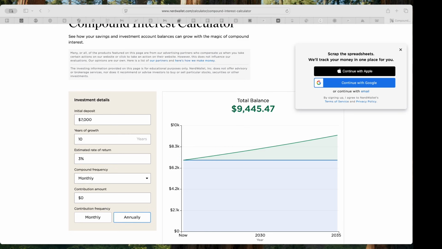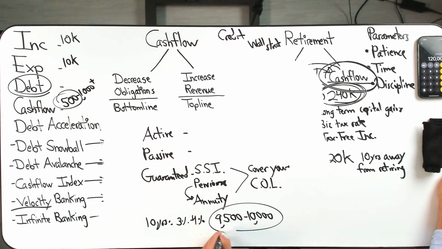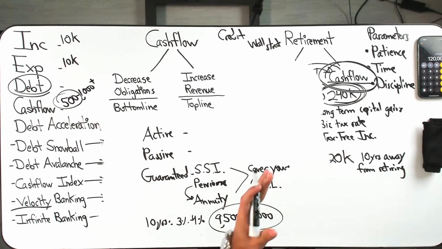And then so I run that number. We come back to the whiteboard. I say, okay, Lauren, it is going to cost in about 10 years. And I like to round up, right? Leave room for error in the good way. So Lauren, I want to create somewhere in the neighborhood around $9,500 to $10,000 a month in guaranteed income for the rest of your life at the point of retiring.